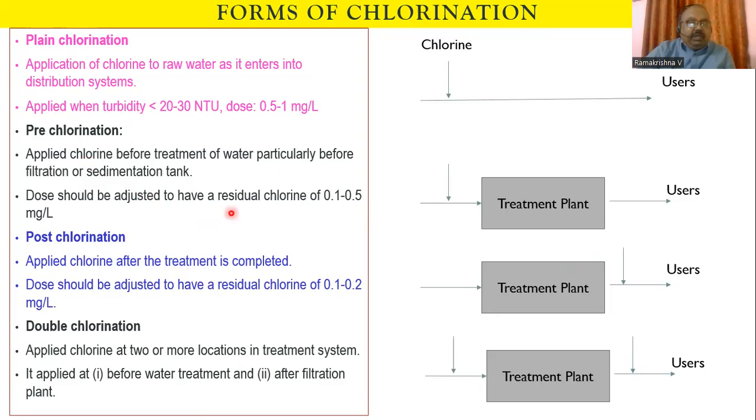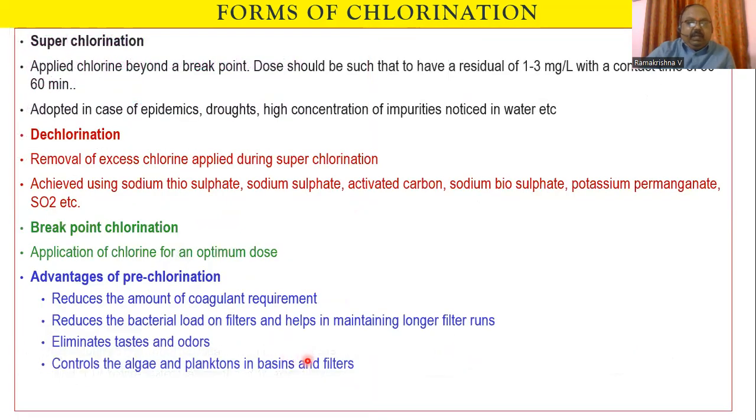In the pre-chlorination, the dosage should be adjusted to have 0.1 to 0.5 milligram per liter residual chlorine, but for post-chlorination, residual chlorine should be around 0.1 to 0.2 milligram per liter after a minimum of 10 to 20 minutes of contact time. Double chlorination, sometimes we are going to add chlorine before treatment and after the treatment as well, depending on the microorganism load expected, particularly during pandemic situations.